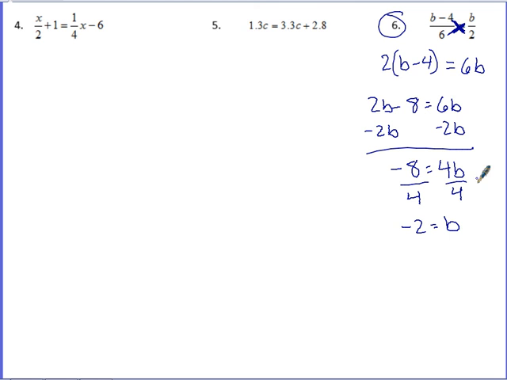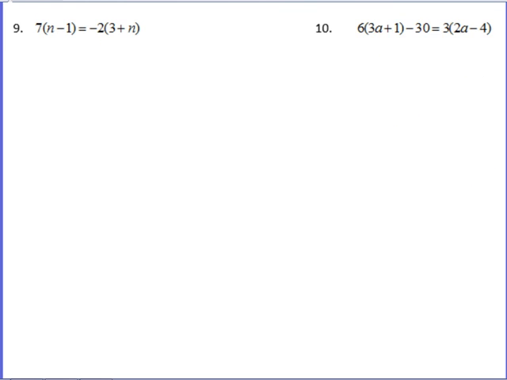So again, do the rest of those examples on your own. Check your answers with me or with a classmate. I'd be happy to explain anything that you do not understand.